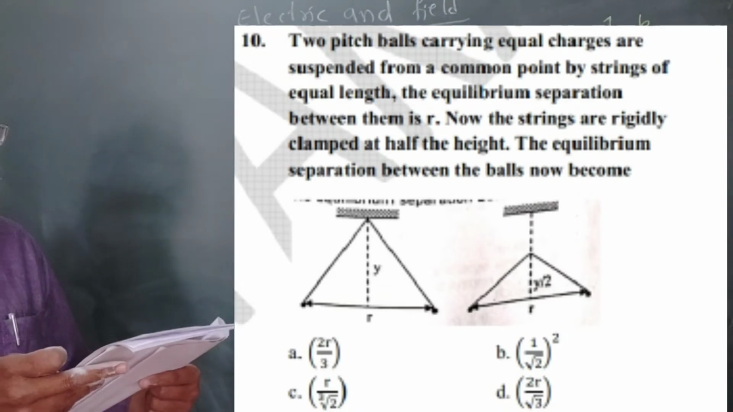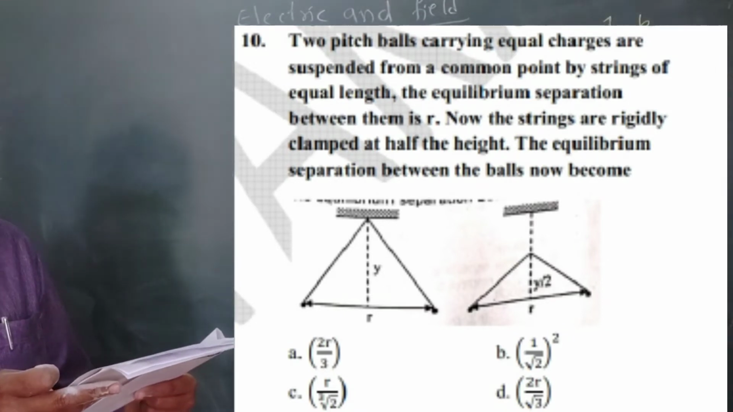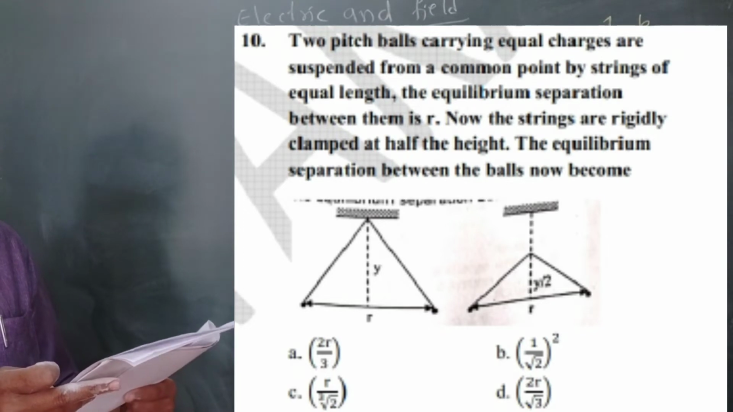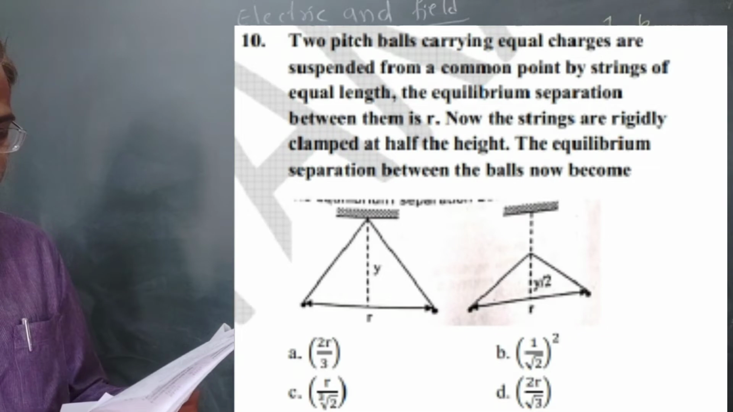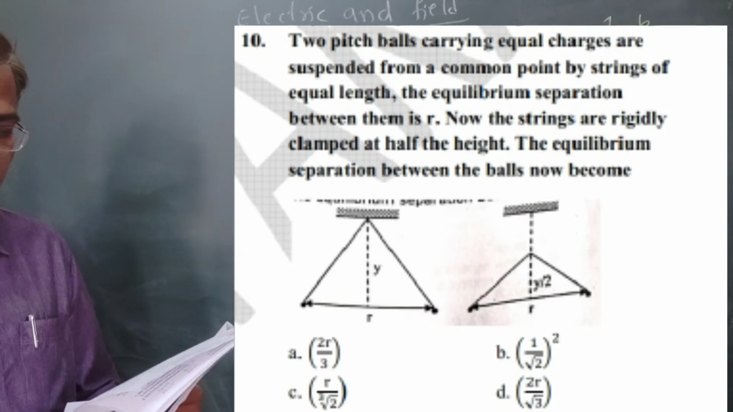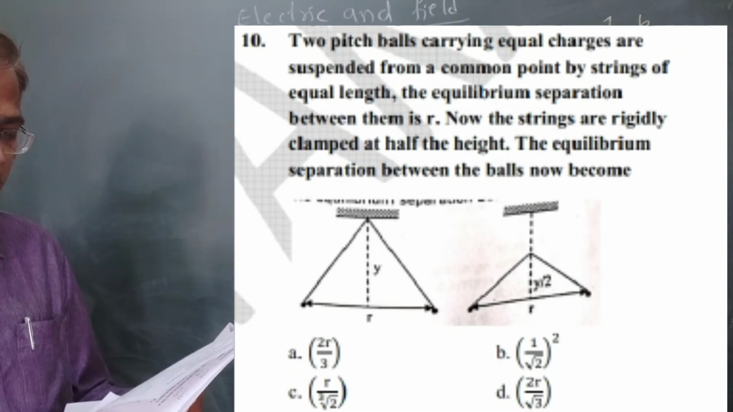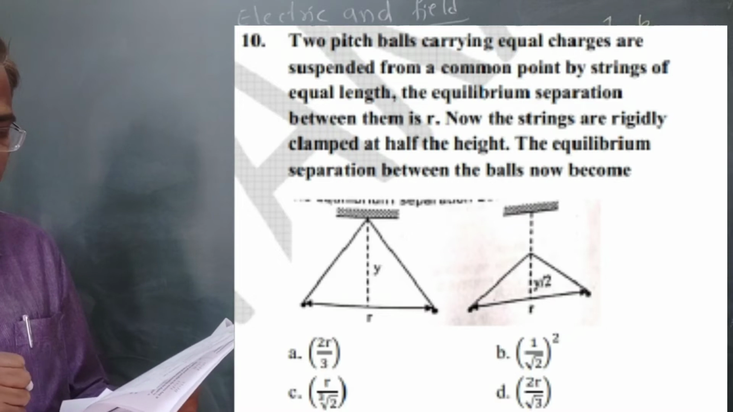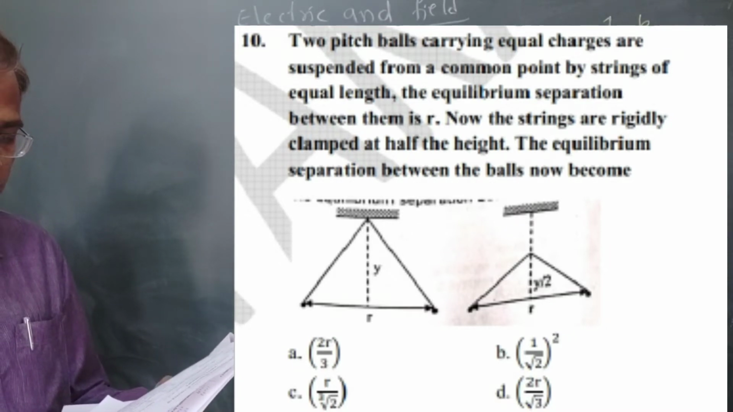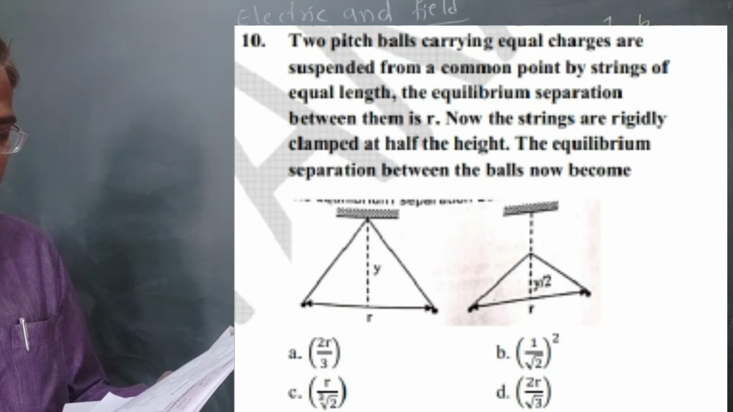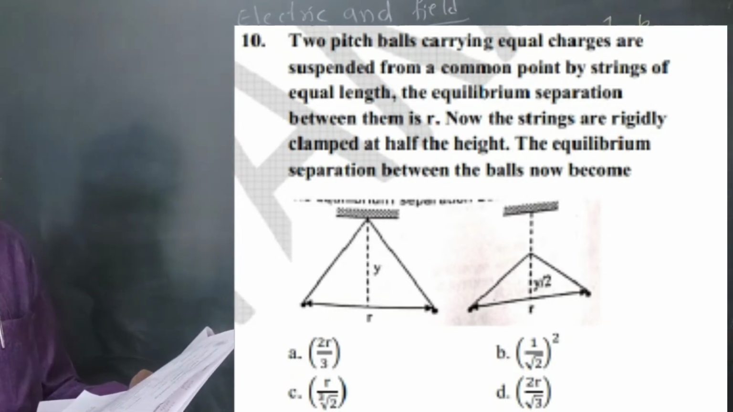Two pith balls carrying equal charges are suspended from a common point by strings of equal length. The equilibrium separation between them is R. Now the strings are rigidly clamped at half the height. The equilibrium separation between the balls now becomes?